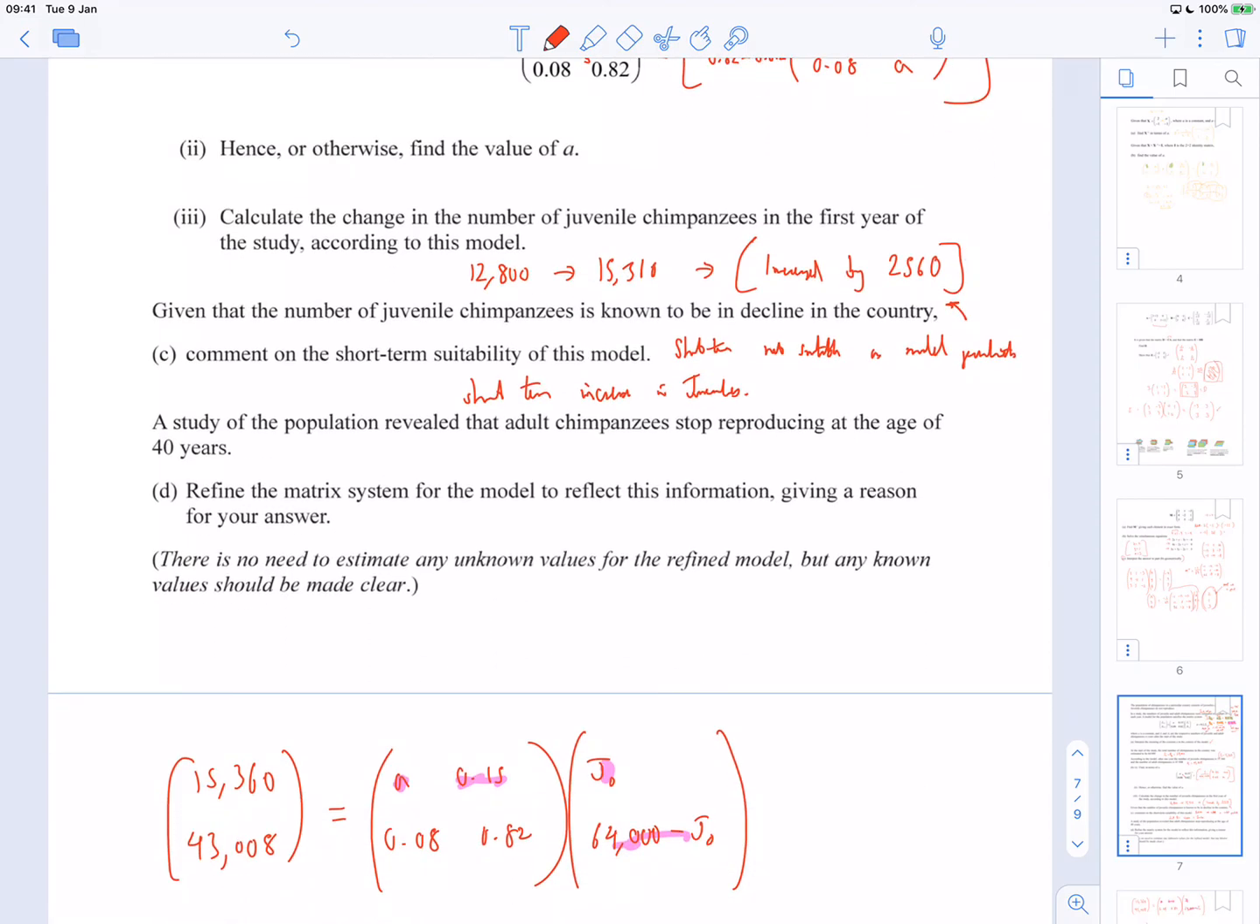Anyway, a study of the population revealed that adult chimpanzees stop reproducing at the age of 40. Redefine the matrix system for the model to reflect this information, giving a reason for your answer. Okay. Right. So it looks like there's babies, there's juveniles, there's adults, and now there's old ones. And they stop after 40 years. Okay.